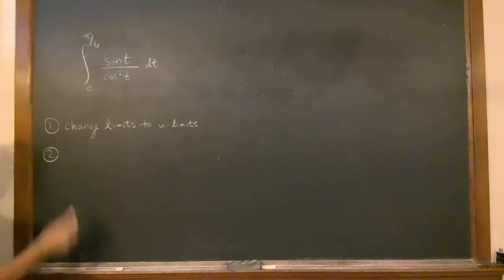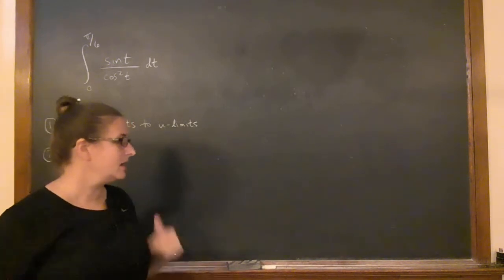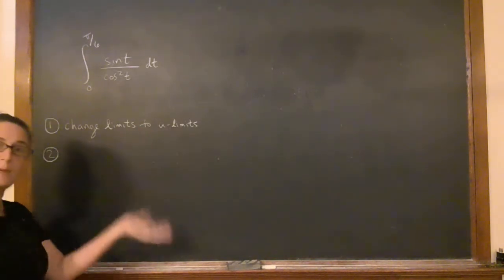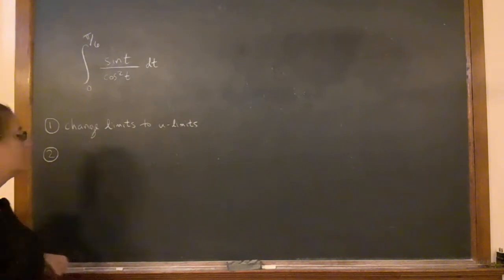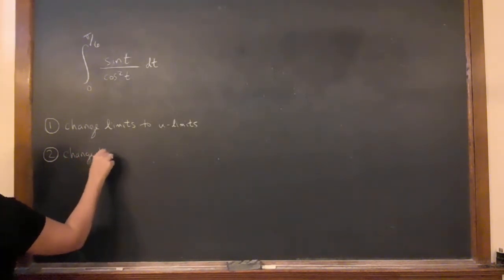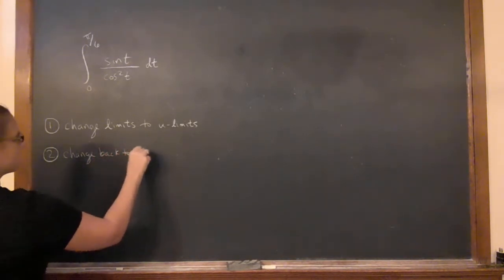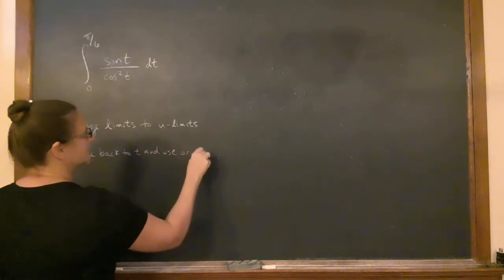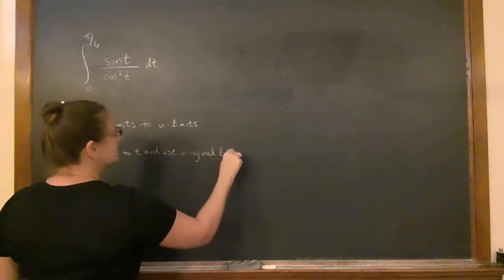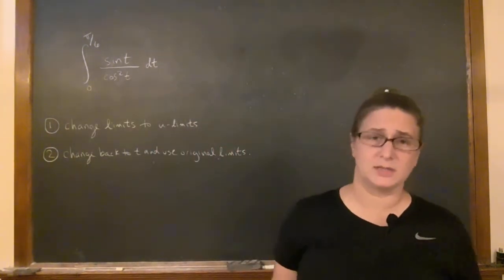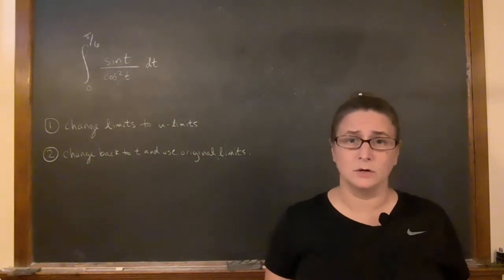But your second option is you can just ignore the limits, change to u, change back to t, and use the original limits. That's your second possibility. I'm going to say this: there's not one that's more work than the other. They're really identical.